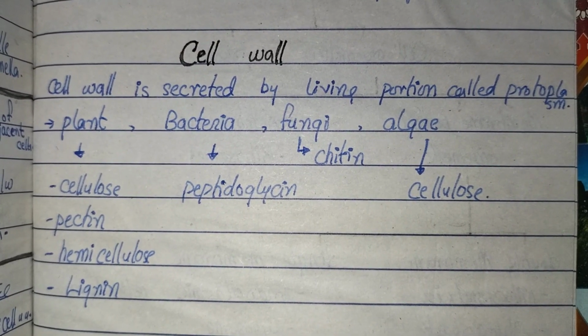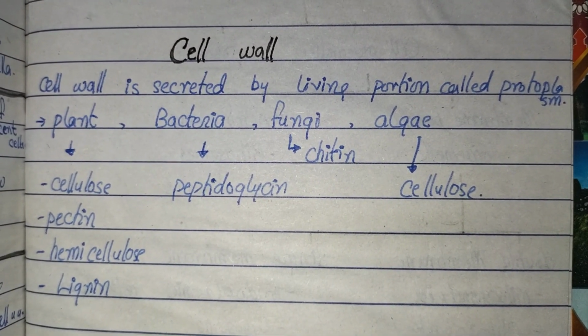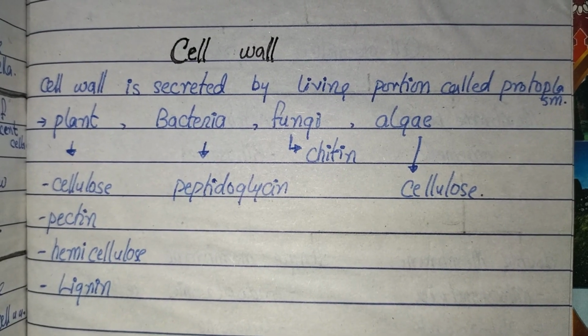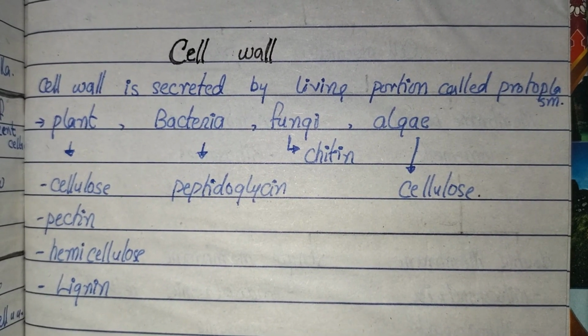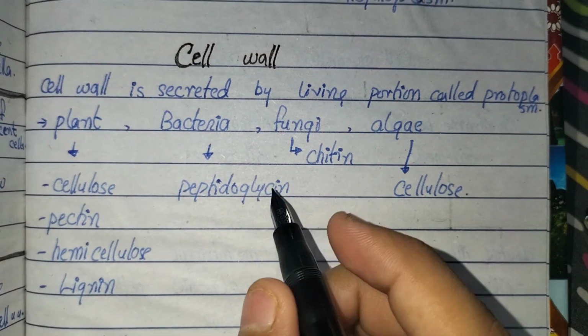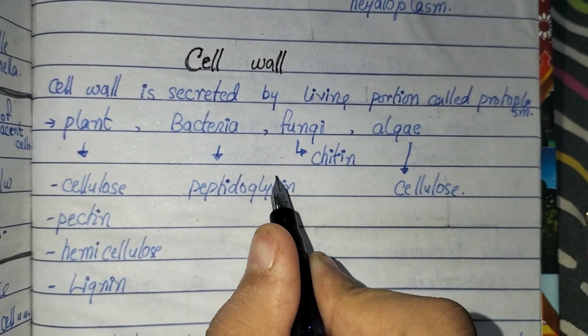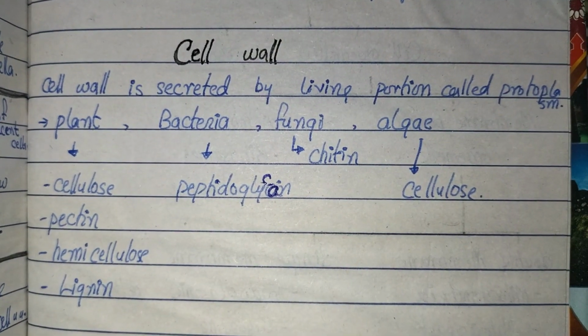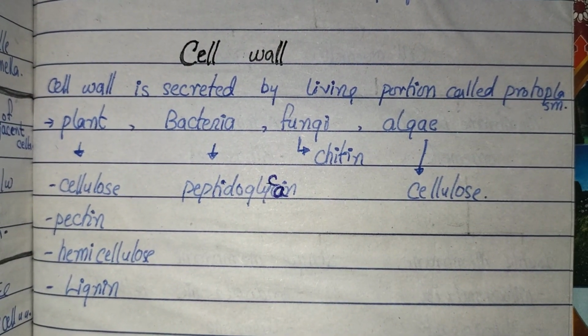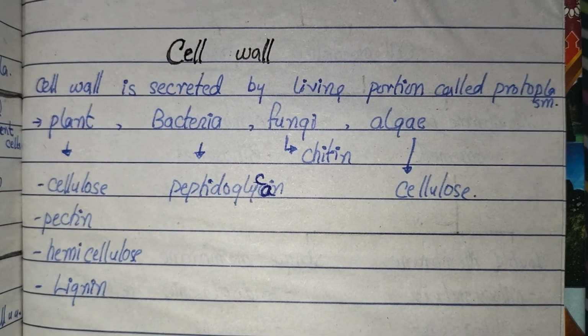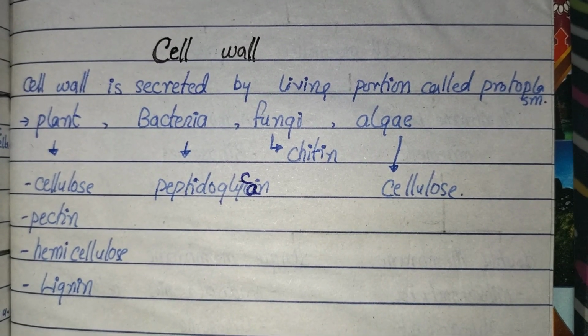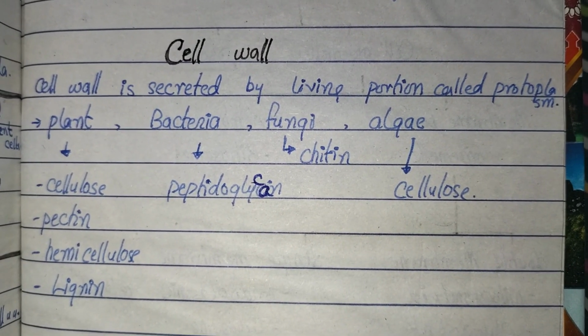The bacterial cell wall is made up of peptidoglycan, the cell wall of fungi is made up of chitin, and the algae cell wall is made up of cellulose.